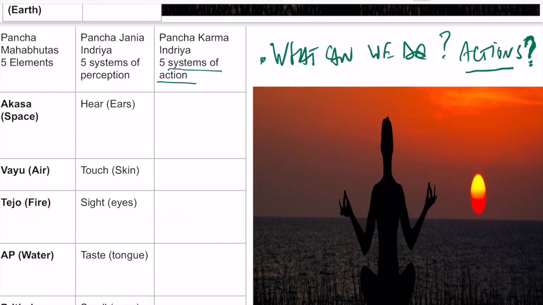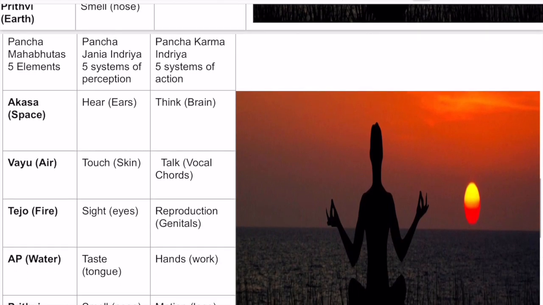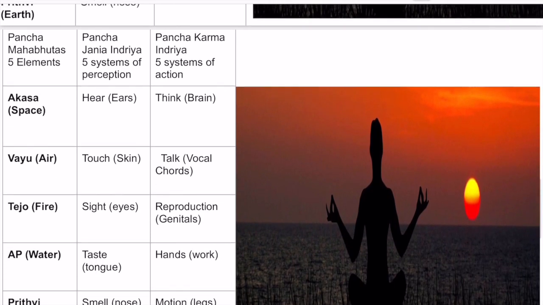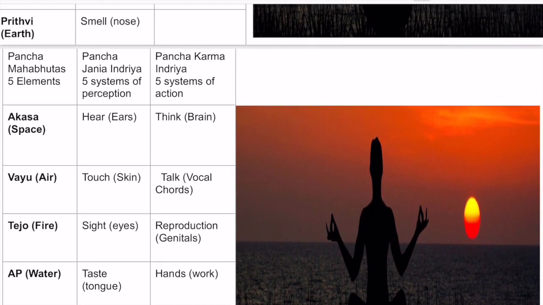It does not require any other explanations. So we have completed the first and the second row in the matrix. 5 systems of actions, 5 systems of perception. What's next? Here is the completed matrix with the second row: the brain to think, vocal cords to talk, genitals for reproduction, hands.